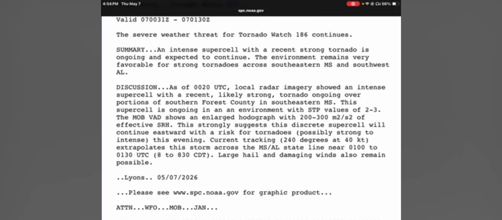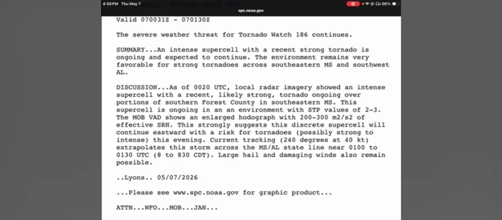Discussion. As of 20Z, local radar imagery showed an intense supercell with a recent, likely strong tornado ongoing over portions of southern Forest County in southeastern Mississippi. This supercell is ongoing in an environment with STP values of 2 to 3. The MOB or Mobile VAD shows an enlarged hodograph with 200 to 300 meters squared per second squared of ESRH. This strongly suggests this discrete supercell will continue eastward with a risk for tornadoes, possibly strong to intense, this evening.